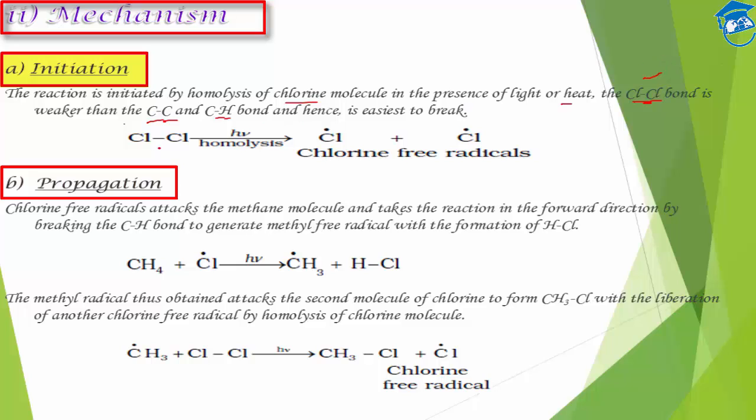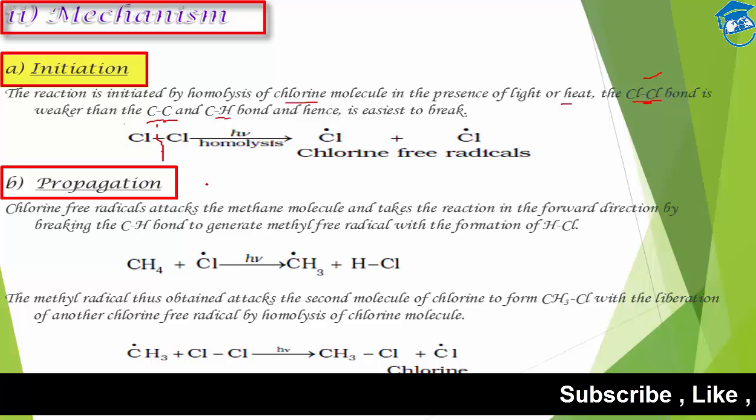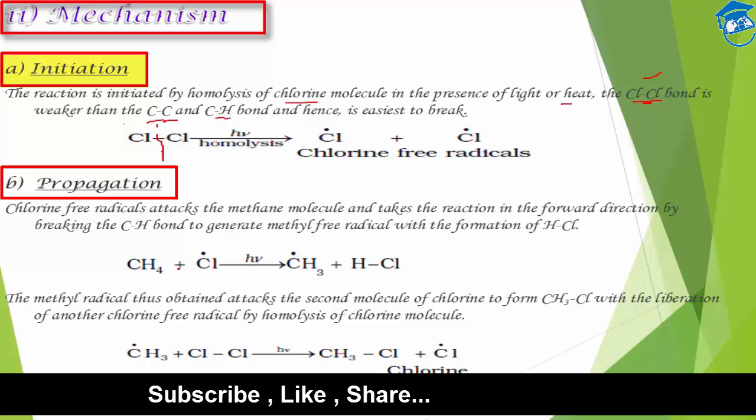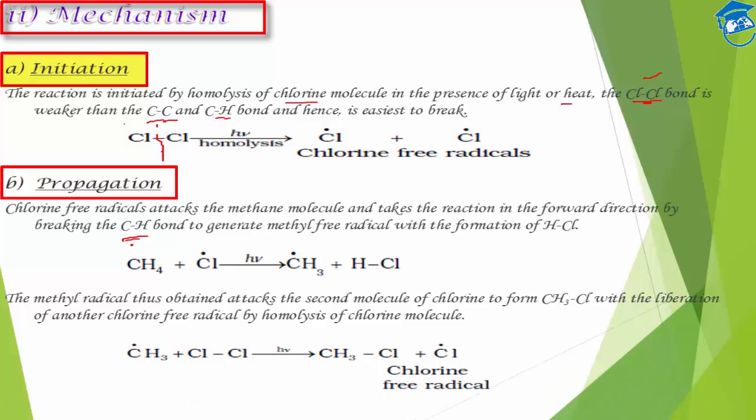So first of all, the homolytic cleavage of the chlorine-chlorine bond will take place, and we'll get a chlorine free radical. So we have got the radical. Now it will propagate. It will attack the alkane molecule. Here we had methane, so it will attack the methane molecule and break the weaker CH bond. HCl will be formed, and again a free radical, the methyl free radical, will be formed.